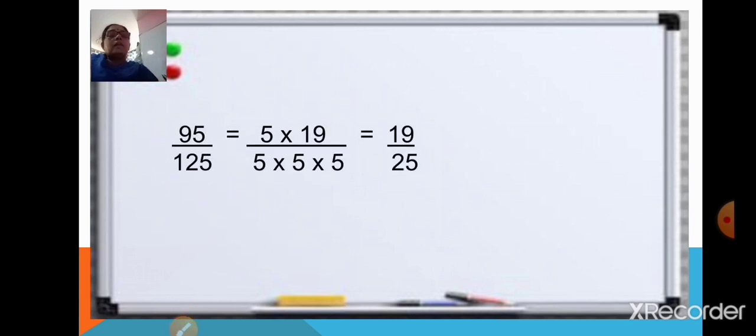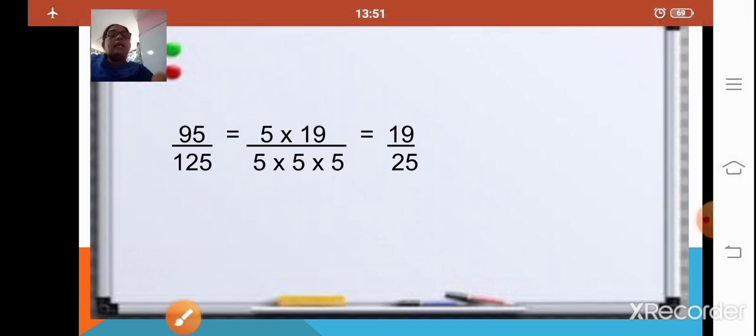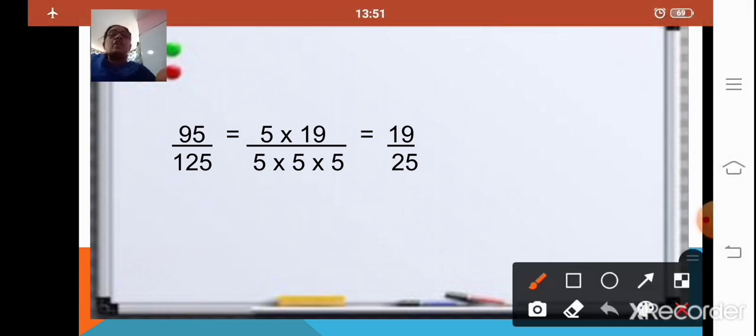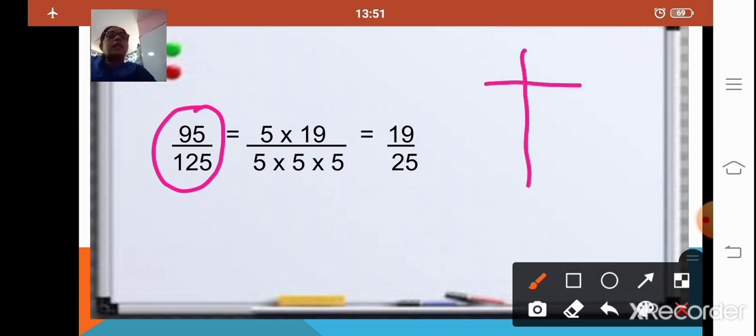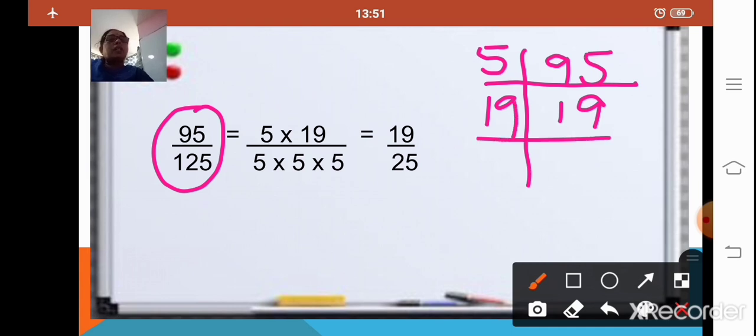Okay. After adding it, you have to reduce it to the lowest term, correct? So your answer was 95 upon 125. Now to reduce it to the lowest term, we will take the prime factors of 95. Yes, this is divisible by 5. 5 ones are 5. 5 nines are 45. 19 is a prime number. So 5 into 19. We have taken the prime factors, that is 5 into 19.